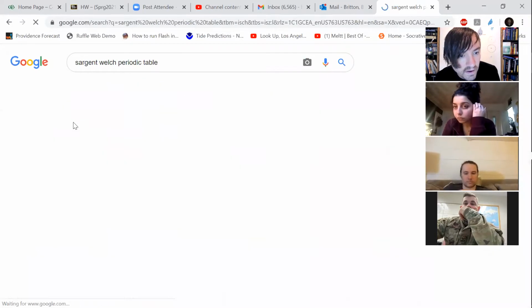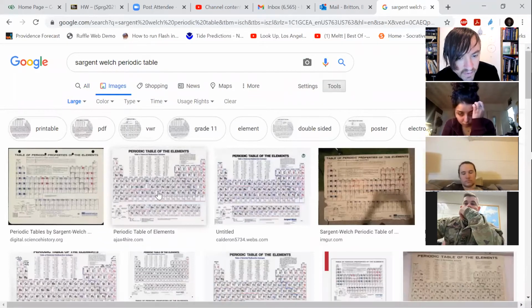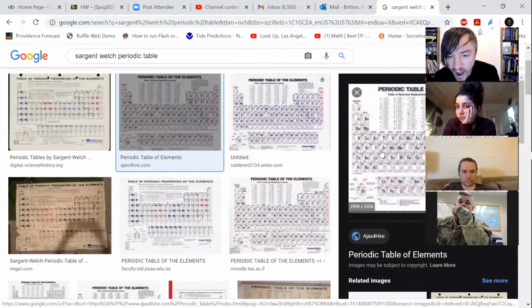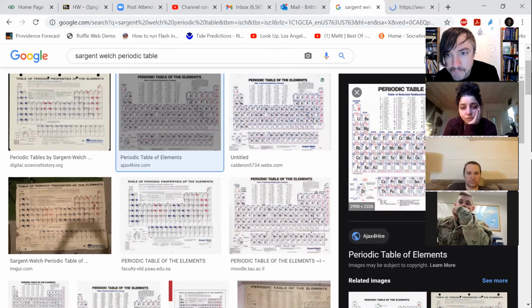Let's filter by large so that we can really get in there and see this thing. I think this was pretty good. Oh yeah, excuse my yawning. 3,000 pixels. I can do that all day.